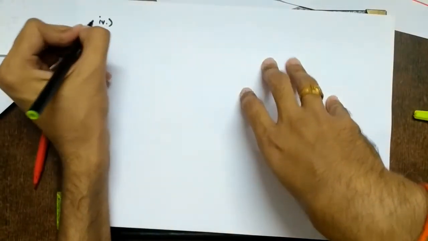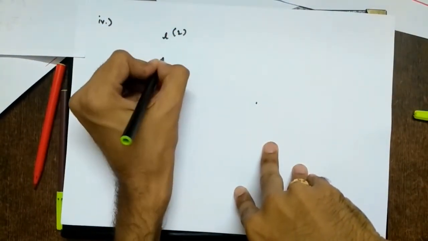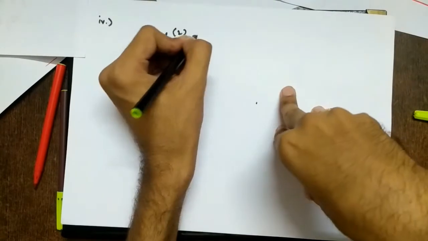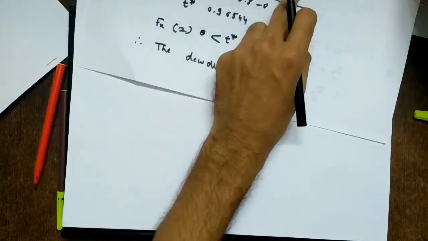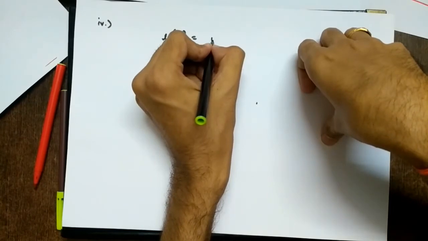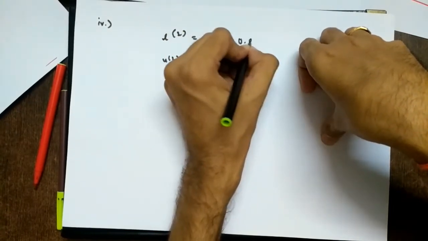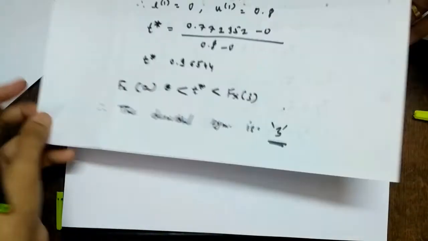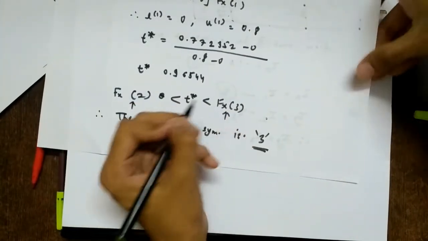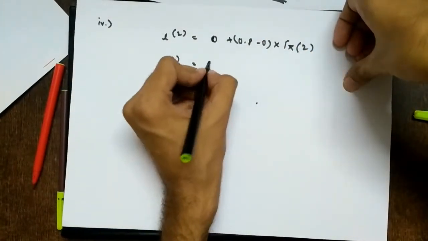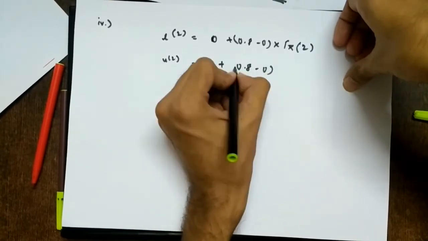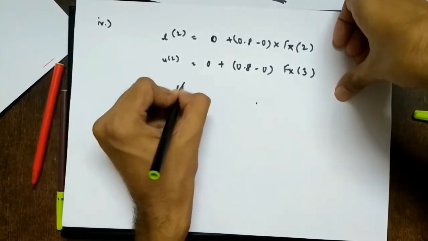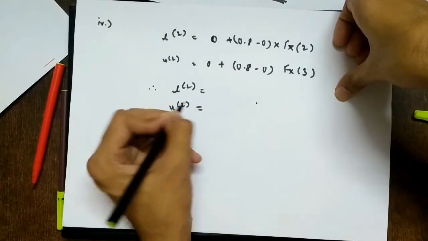So 4. So it will become L of 2, U of 2. So L of 2 is what? L of 1. What was L of 1? 0, and U of 1 was 0.8. Am I correct? Yes. So 0 plus 0.8 minus 0 into fx of, what will it be? What I said, left side you take first, for the second one you take right side. So fx of 2, so 0 plus 0.8 minus 0 fx of 3. So you calculate L of 2, U of 2.